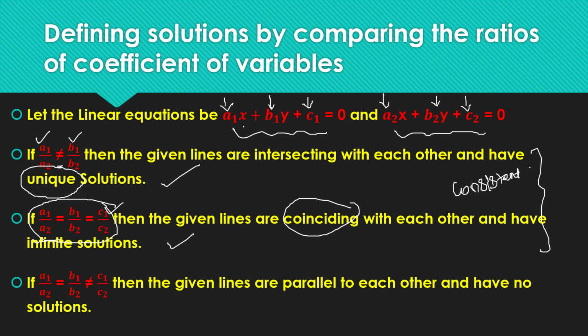And then the third case is also there. What is the third case? They will be parallel to each other, right? So here the x variable and y variable ratios are going to be equal, but the constant ratio is not going to be equal. Then we can say those two lines are parallel to each other. They never ever meet at any point. Then you cannot get any solution. There is no solution. Since there is no solution, we can call these inconsistent lines.